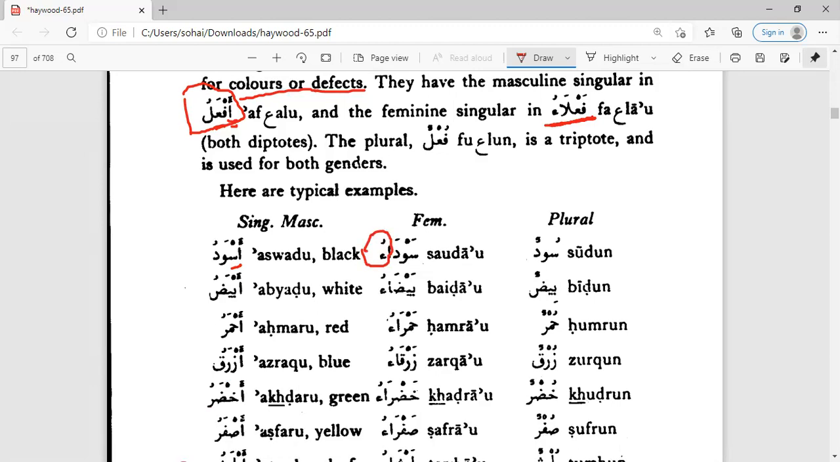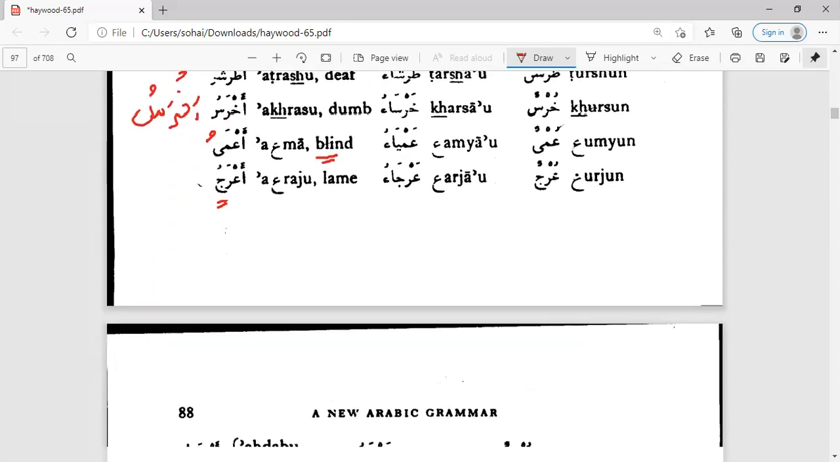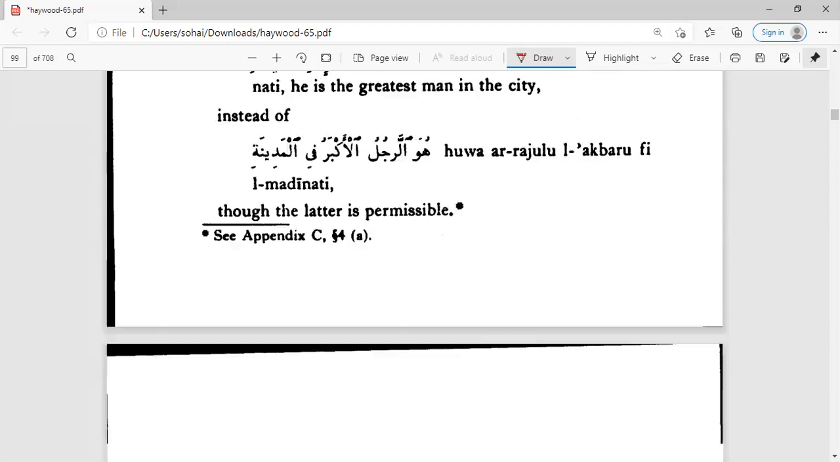Bayda'u. How can a color have a feminine? Yes? How can the color have a feminine gender? So if you are using colors as adjectives and the noun you are referring to is feminine, then it can be feminine that way. So if you want to say white something and you have a feminine word, I can't even think of an example. Let's use the question as an example.